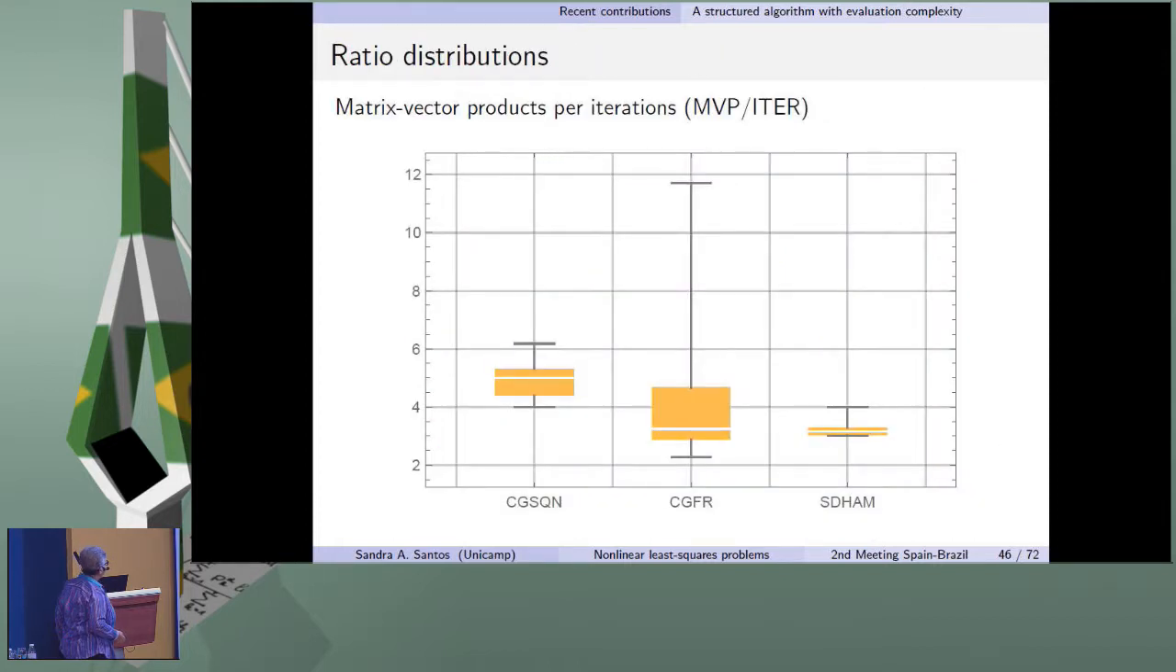Another interesting way of analyzing the results was to check the matrix vector products per iteration, considering the algorithms that really perform matrix vector products. And we see that the median of our algorithm is always 3 and never above 4, whereas for the competitors, these distributions are much more spread.